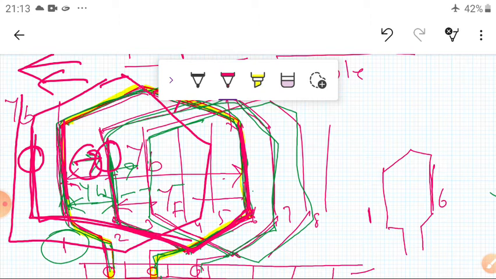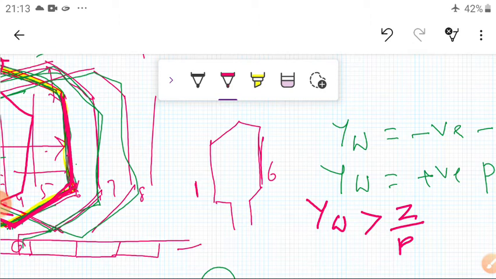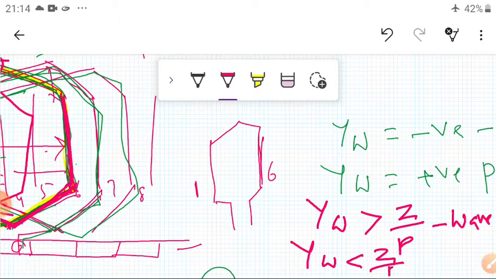At the same time, the winding pitch plays a vital role. If the winding pitch is greater than the pole pitch, that is Z by P, then we can say this winding is a wave winding. And if the winding pitch is less than Z by P, then we can say this is a lap winding. So there are two windings, lap winding and wave winding. We will see those also.